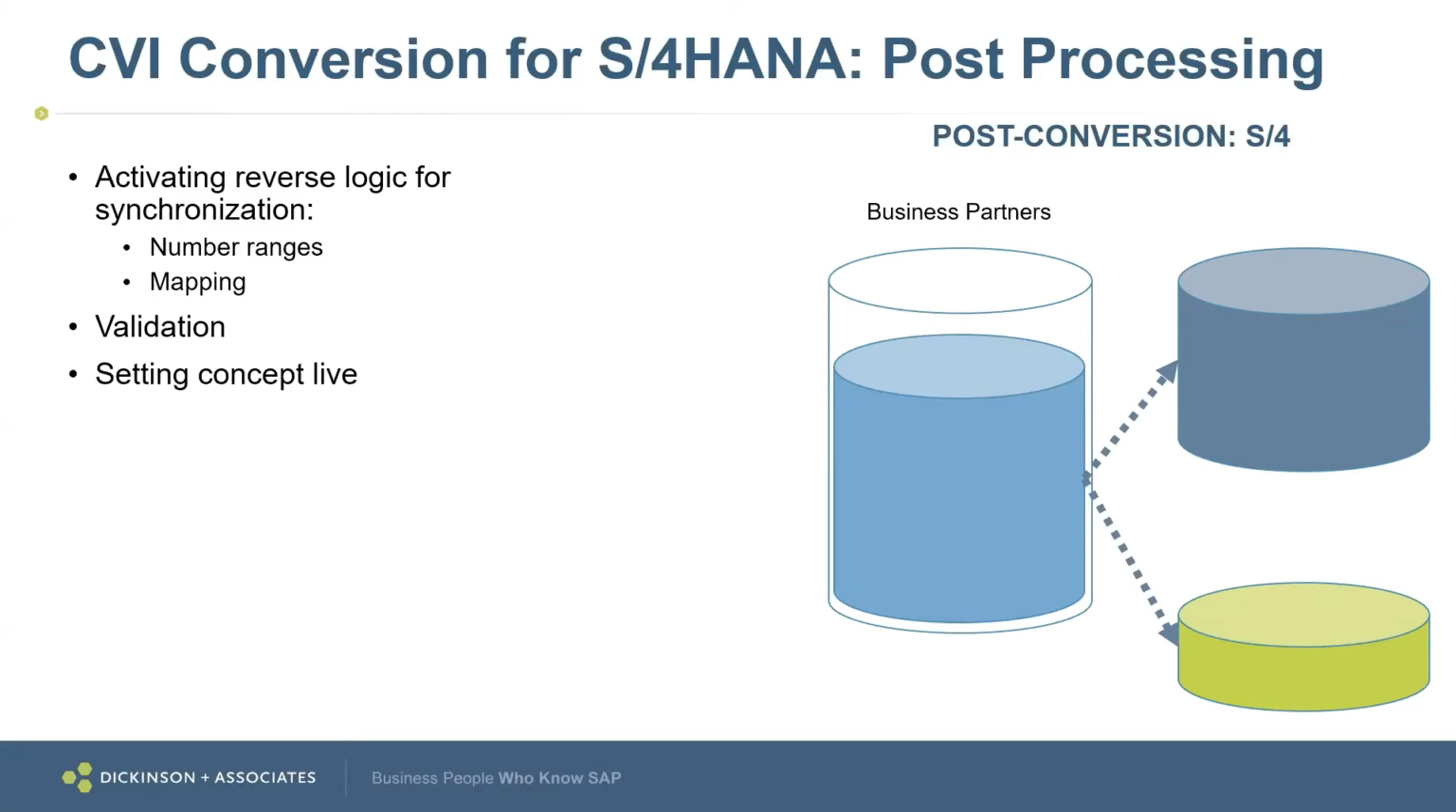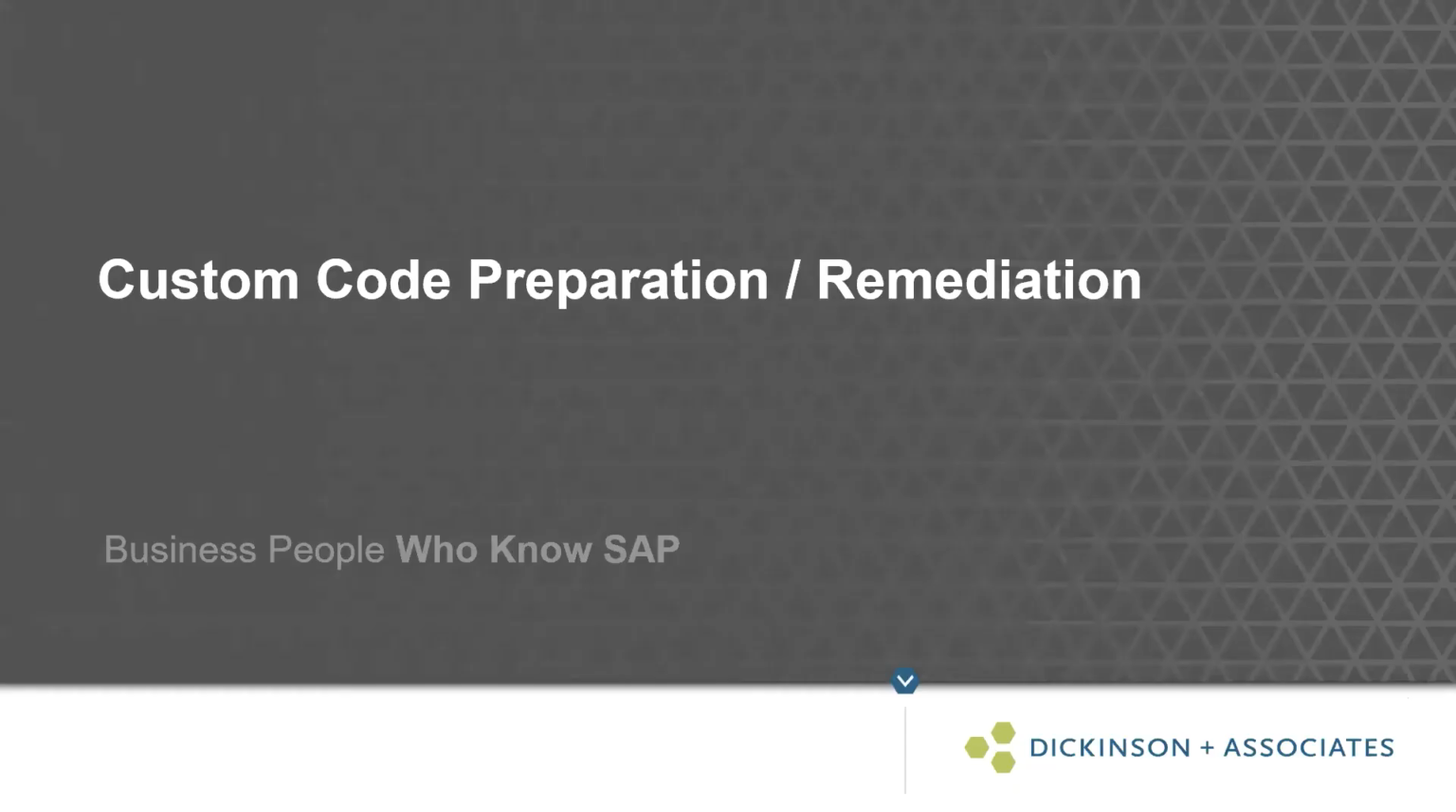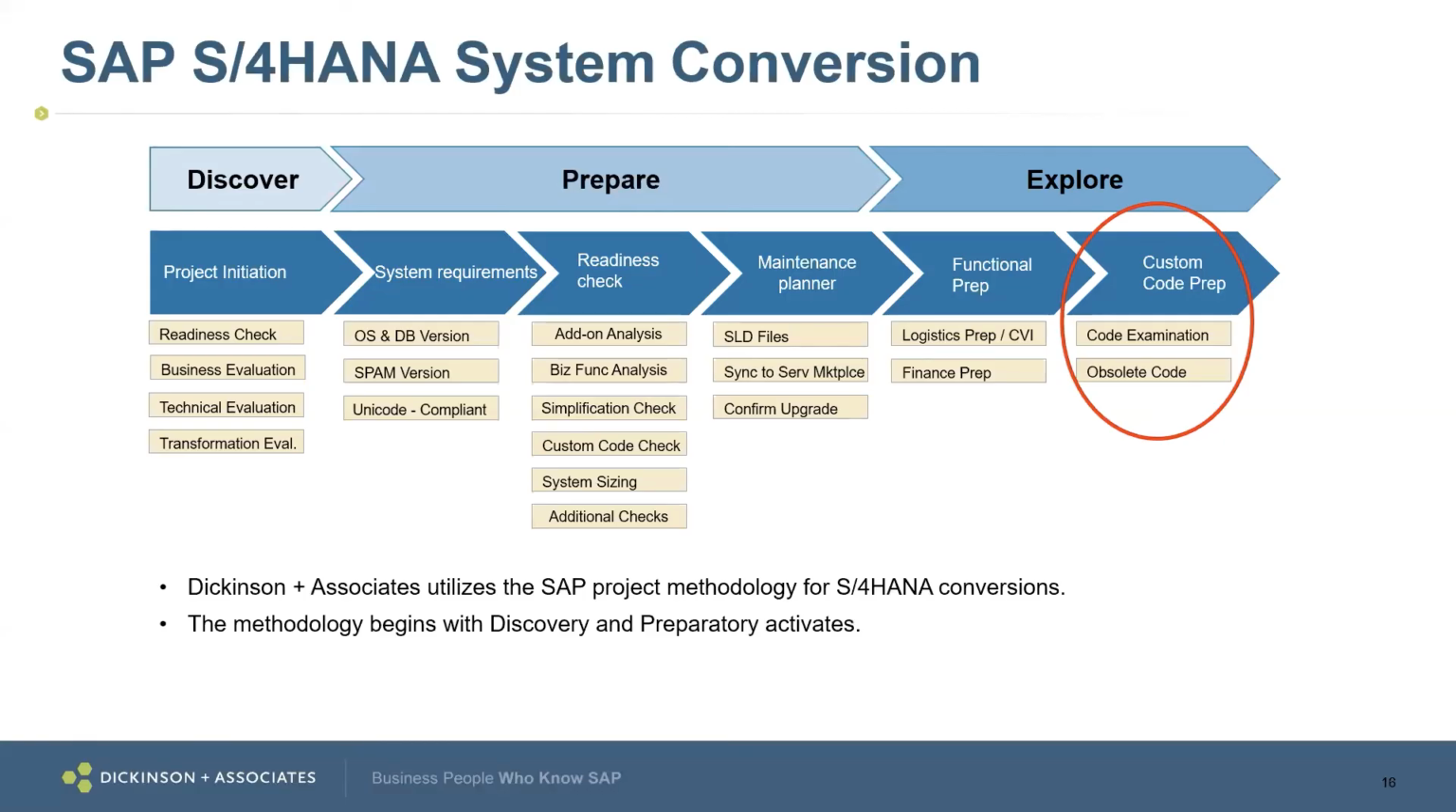And now I will turn this back to Brad to discuss the custom code preparation and remediation. Thank you, Alex. All right, so the last object we want to examine is the code remediation that may need to occur and inevitably will need to occur between an ECC system and an S/4HANA system. This is typically done both in pre-steps and post-steps. So it's part of the explore phase, and it's actually part of the realization phase as well.